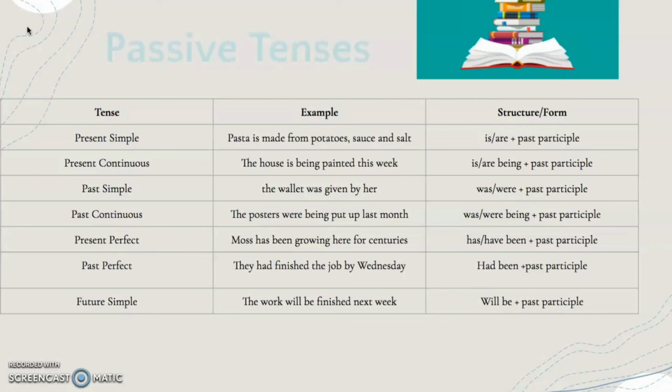Here are examples of the passive in its most common tenses. Present simple. An example, pasta is made from potatoes, sauce, and salt. The structure of the present simple is am/is/are plus past participle. Next we have the present continuous. The example, the house is being painted this week. Am/is/are being plus past participle.